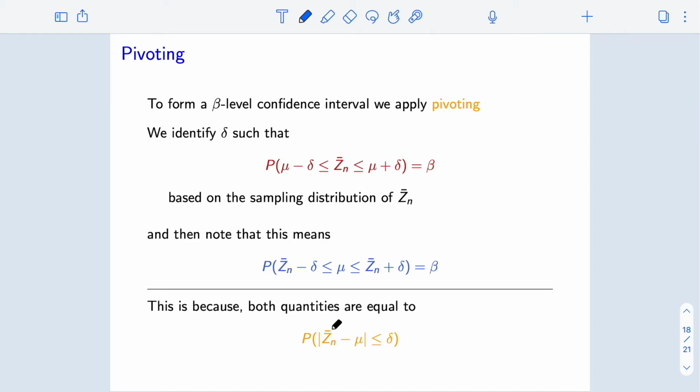So this idea of pivoting is critical and lets us query the sampling distribution and learn about it, identify this delta from the sampling distribution of z bar n around mu, and then from there make a statement about this interval around z bar n and whether or not it captures mu.